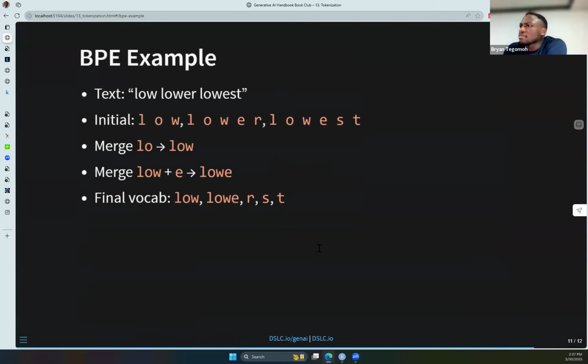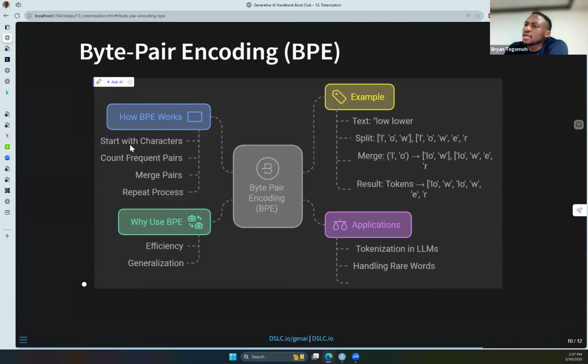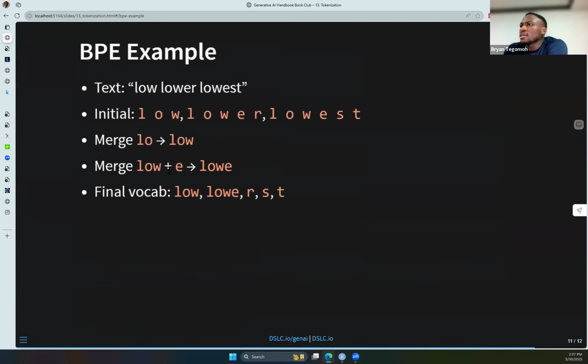I think I had an example. Yes, here. So you start with a set of characters, then you count the frequent pairs, merge the pairs, and iterate or repeat that process. An example here would be if we had the text input low, lower, lowest. What happens with BPE is it breaks down the words into individual characters with spaces in between.